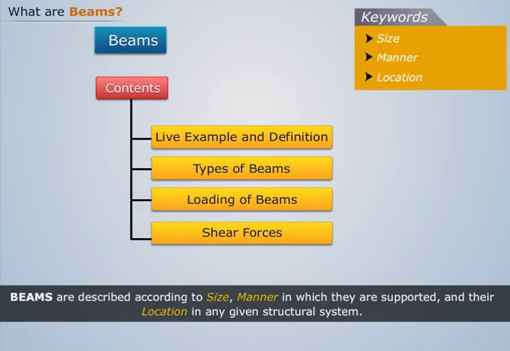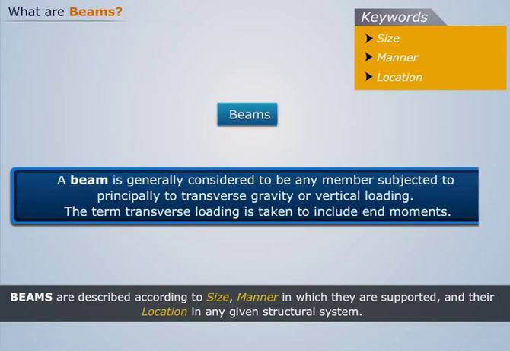Beams are described according to size, manner in which they are supported, and their location in any given structural system. A beam is generally considered to be any member subjected principally to transverse gravity or vertical load. The term transverse loading is taken to include end moments.